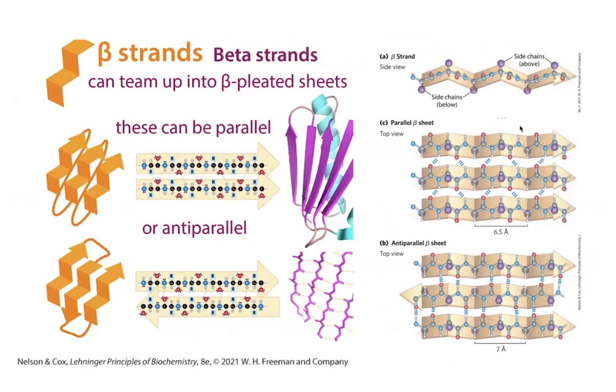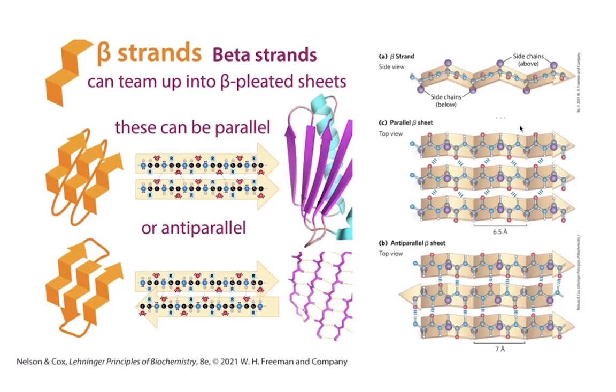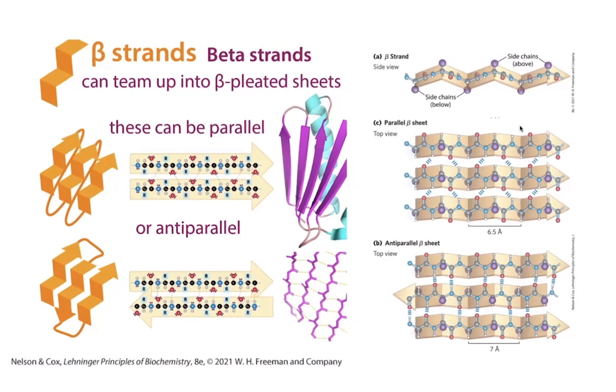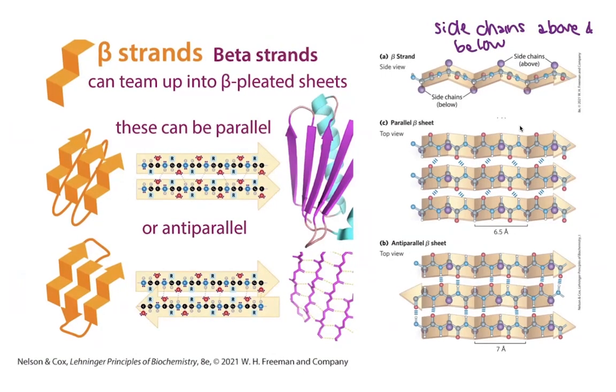So we have this zigzag structure, and what's important is that the side chains go above and below this zigzag, these pleated strands. And then what's going to happen is that the actual hydrogen bonding is coming in between these different strands. So it's not in between a single strand, but in between multiple strands that are pairing up to form these sheets. And again, these can be parallel sheets or anti-parallel sheets.